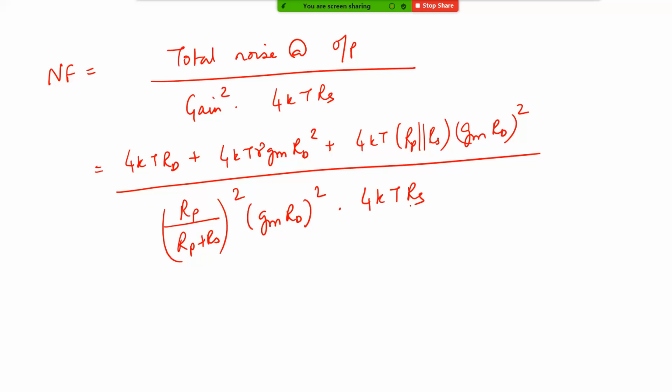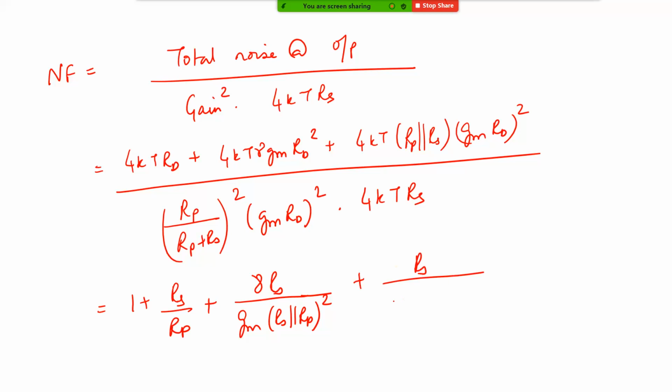So the rest is just simplification. I would encourage you to work it out. At the first shot, 4kT will cancel out in both the numerator and denominator. If you expand it, you will basically get 1 plus RS by RP, gamma times RS divided by (GM times RS parallel to RP) the whole square, plus RS divided by GM squared RD into (RP parallel to RS) the whole square.